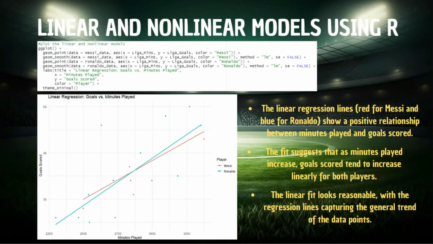And here's a linear and nonlinear model using R, and you can see that the linear regression lines, red for Messi and blue for Ronaldo, show a positive relationship between minutes played and goals scored. And the fit suggests that as minutes played increase, goals scored tend to increase linearly for both players. And you could see that the linear fit is reasonable, with the regressions capturing the general trends of the data points.